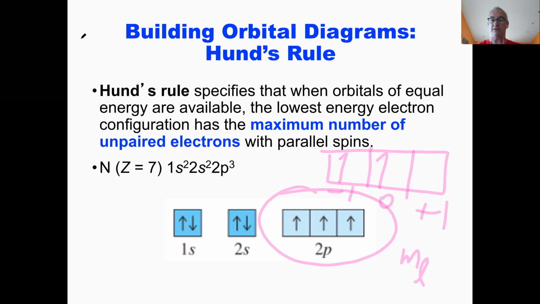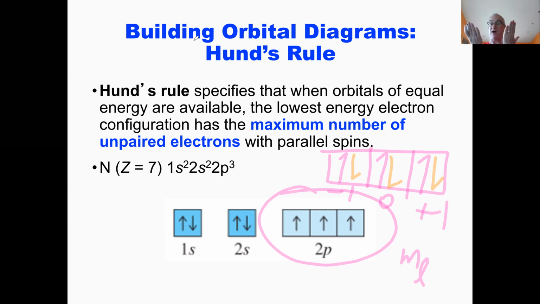So 1, 2, 3, and then only after each one of those orbitals is half filled, then we start to fully fill any of them. So then the fourth one would go here. And then the fifth one would go there, and then the sixth one would go there.